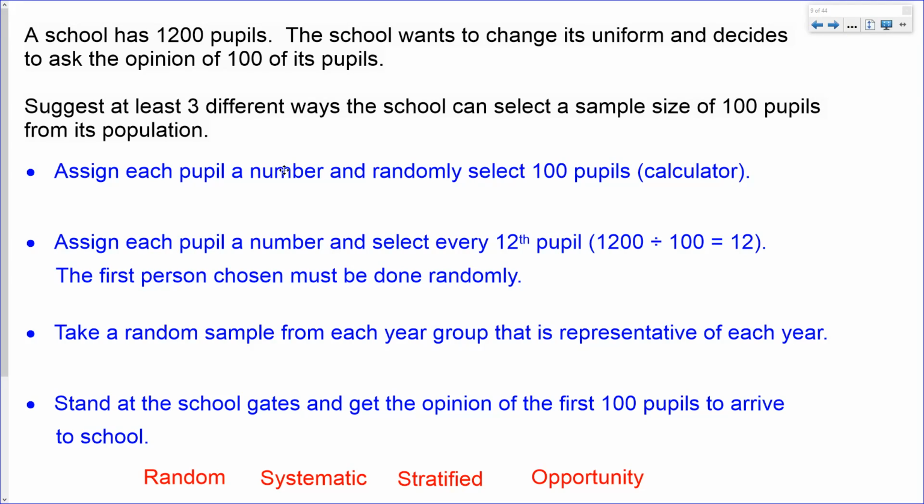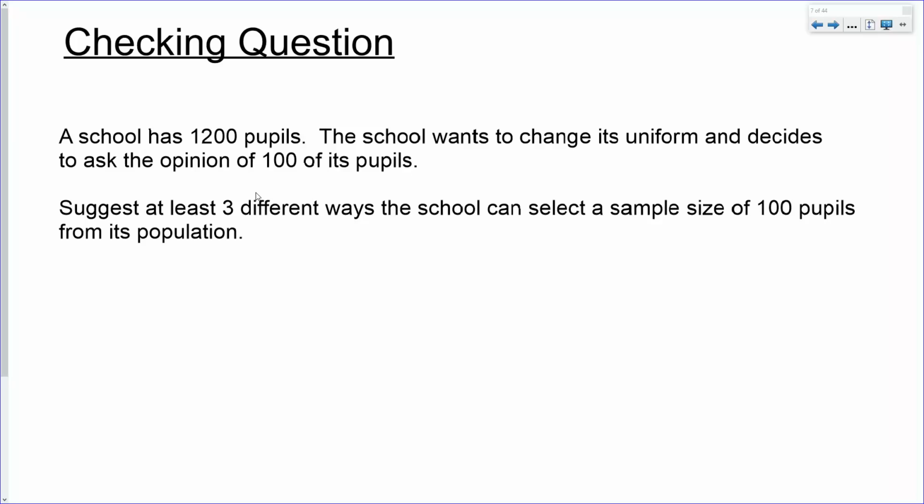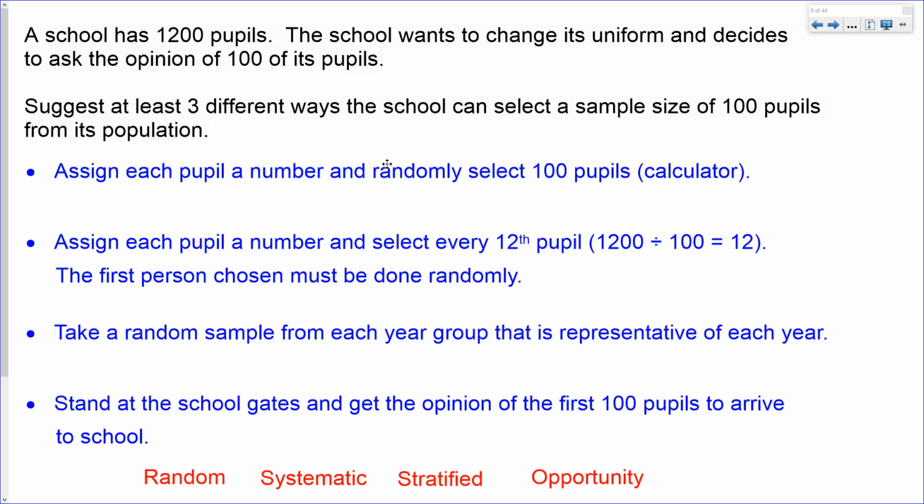Before I do that, though, if you remember back to the end of the last lesson, I left you with a check-in question, which said that a school had 1,200 pupils and wanted to change its uniform, and decided to ask the opinion of 100 of its pupils. I asked you to come up with at least 3 different ways that the school could select a sample size of 100 pupils from its population. I've managed to come up with a few suggestions here.